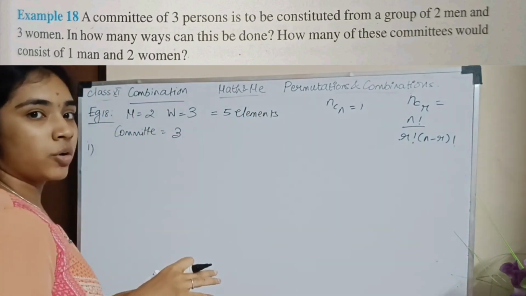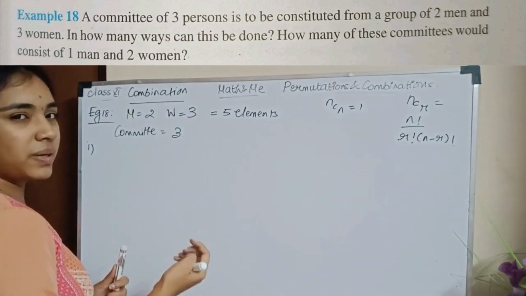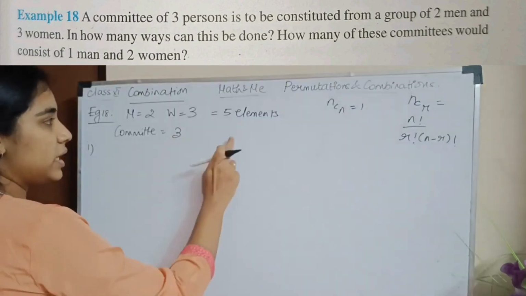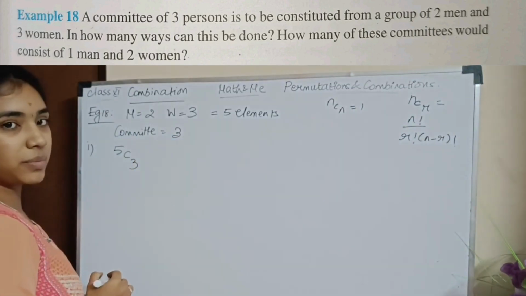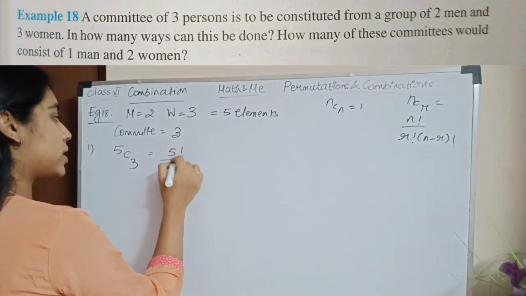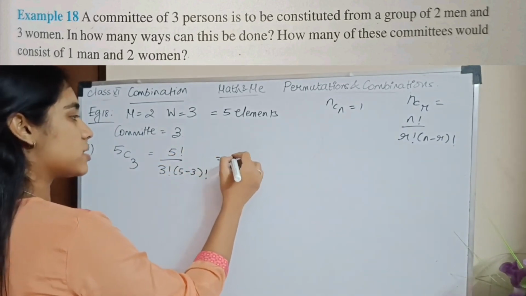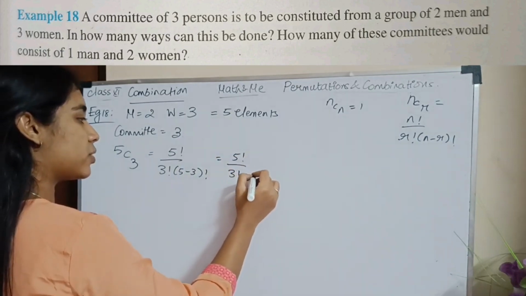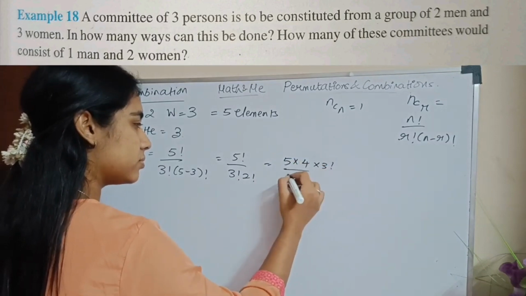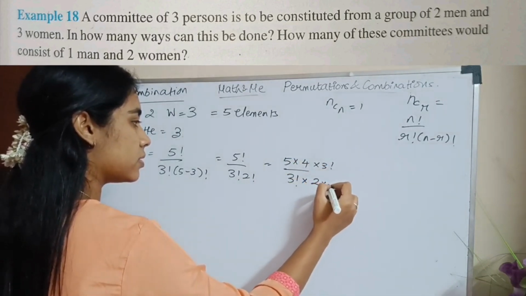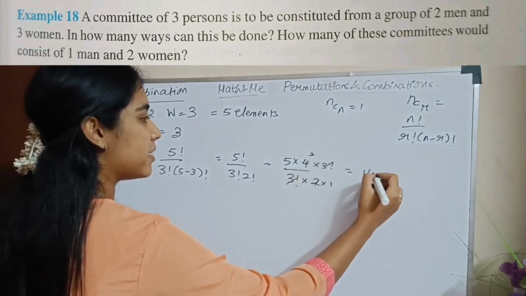If first a man comes and then a woman comes, that would be permutation. But here I'm only simply going to choose. So I need 3 people. In total I have 5. So I can simply choose 3 people from the group, which will be 5 factorial divided by 3 factorial times 5 minus 3 factorial. So this will be 5 factorial, 3 factorial, 2 factorial. 5 times 4, the 3 cancels, and we get 10 ways.